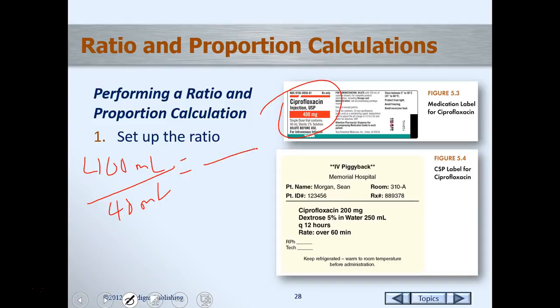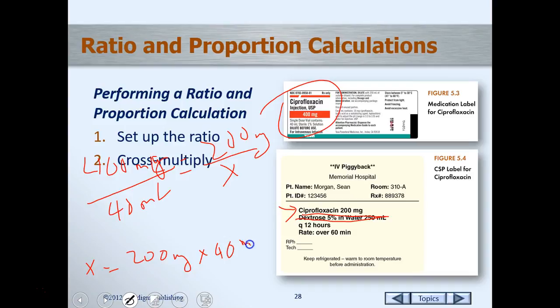Then I have to decide, okay, now I know what I want. Oops, that should be milligrams. I need to see my order is for 200. Now you know that I'm only concerned with the drug. I don't want to worry about my base solution yet. All right, so I set up my ratio. Now I'm going to do my cross multiplication. So X is equal to 200 milligrams times 40 milliliters divided by 400 milligrams. Do my cancel, get rid of some zeros.